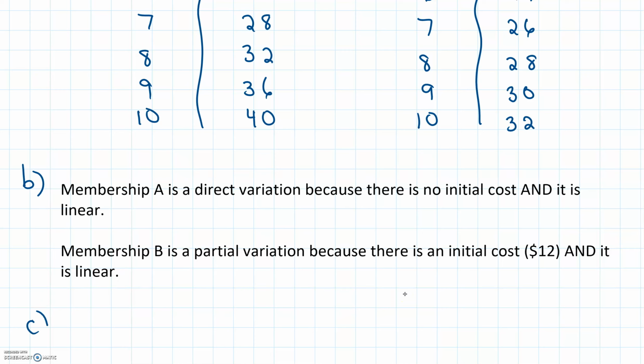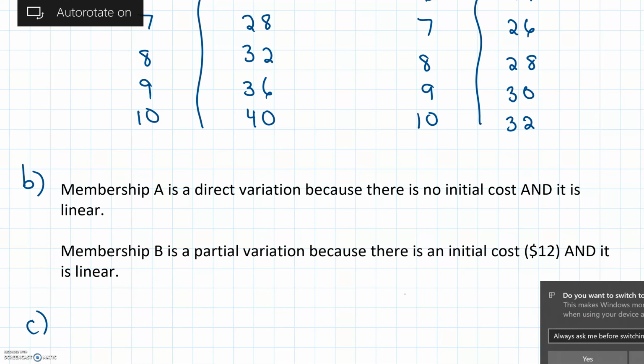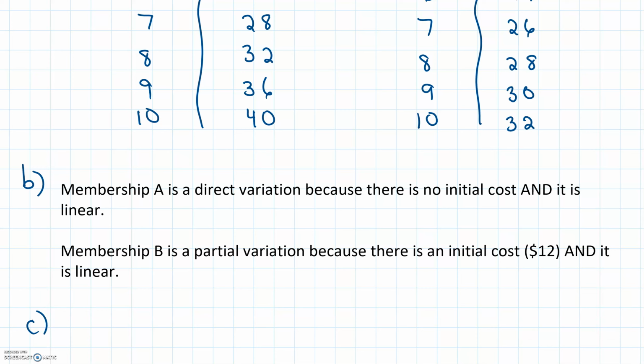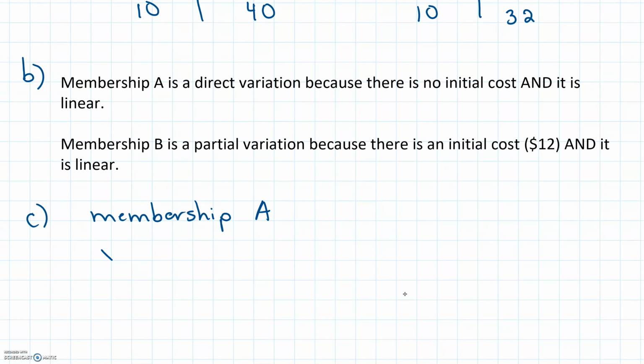So for question C, we need an equation for membership A, so you need to make sure you label it very, very well. So membership A, remember the equation now will always be y equals mx plus b.